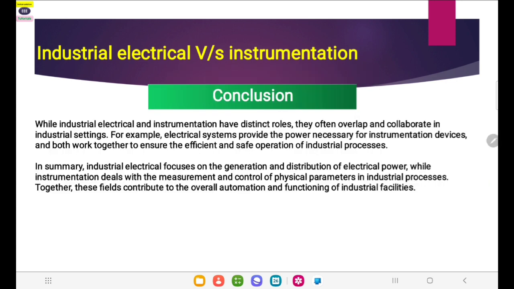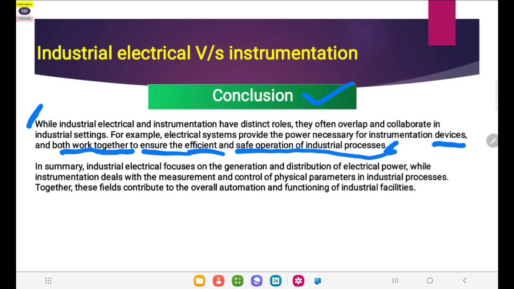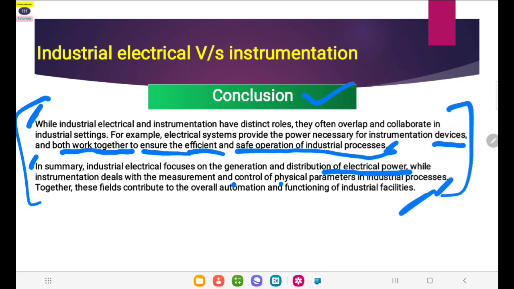We have covered the basic difference between industrial electrical and instrumentation. When we talk about the final conclusion, simply the electrical system provides the power necessary for the instrumentation devices, and both work together to ensure the efficient and safe operation of the industrial process. So this is the conclusion. Generally the electrical system mainly focuses on the generation and distribution of electrical power, and instrumentation deals with the measurement and control of the physical parameters in the industrial process. Both are very important and both work together to ensure the operation of the plant.